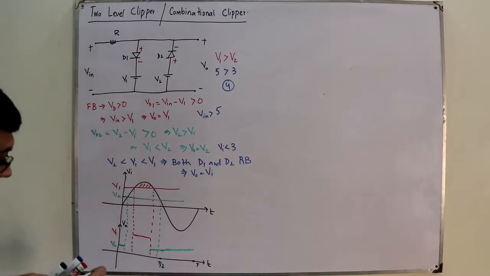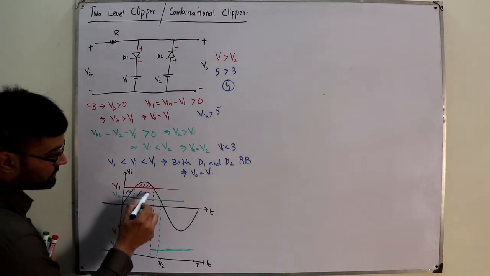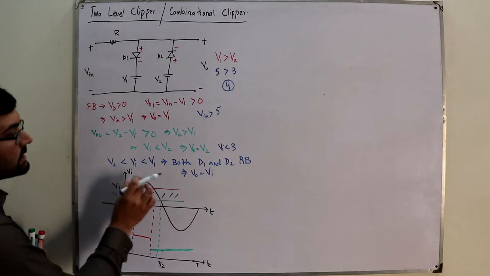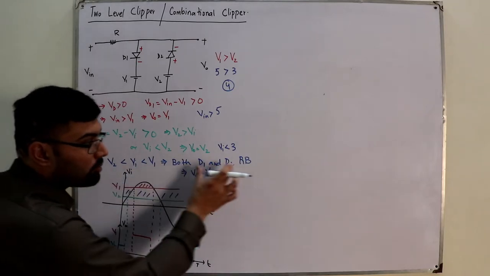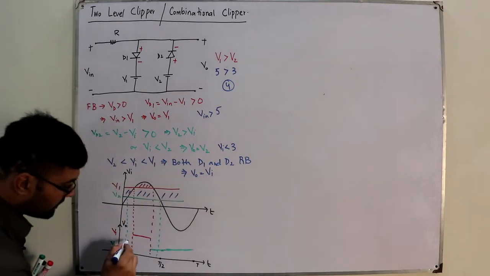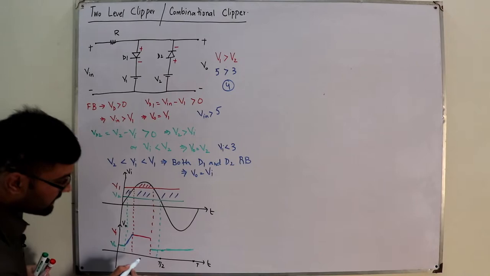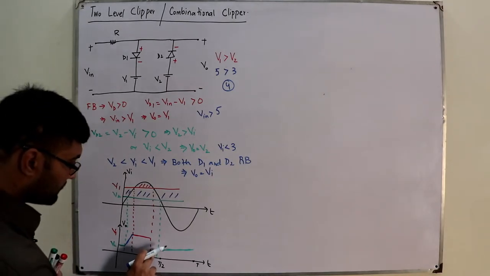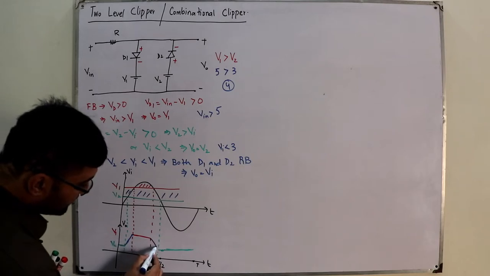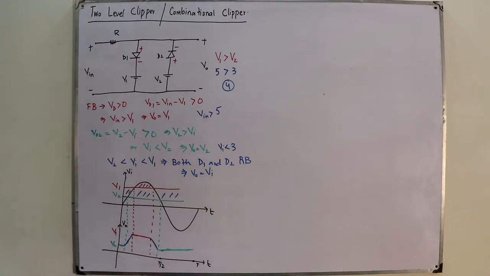And in between the two, what happens is that V input is greater than V2 and less than V1, both are reverse biased, and output is equal to input. So this is the case. Draw this sinusoid, and I made a mistake. This is not included. So this is your output. Is that fine?